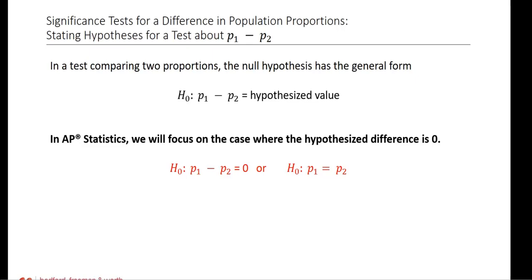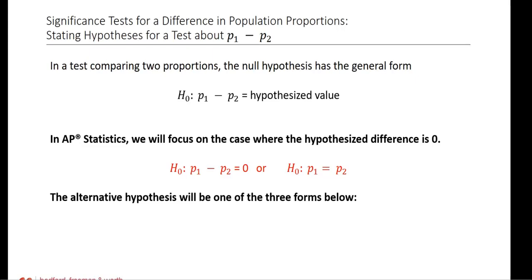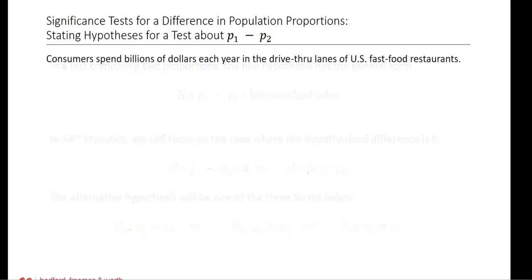There's two ways to write the null for a two prop Z test. P1 minus P2 is 0, or just they're equal to each other. Either way is okay. I don't really have a preference. I like the idea of knowing that the difference is 0, but they're also the same. The alternate only has three directions, right? Either one is bigger than the other, the other one's bigger than the one, or they're not equal to each other. So if you read closely, it's not too bad to get the null and the alternate.